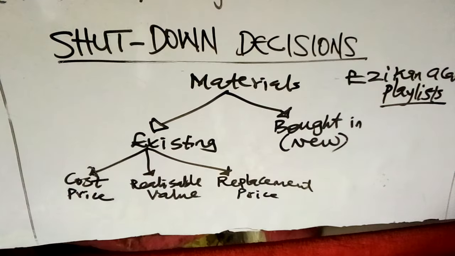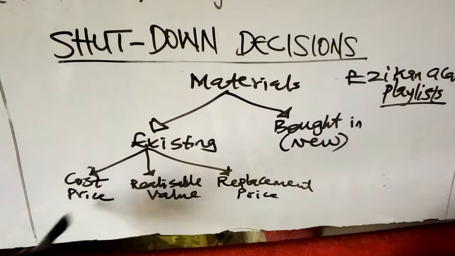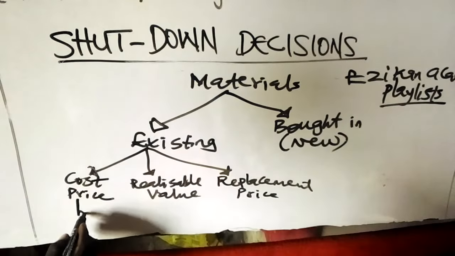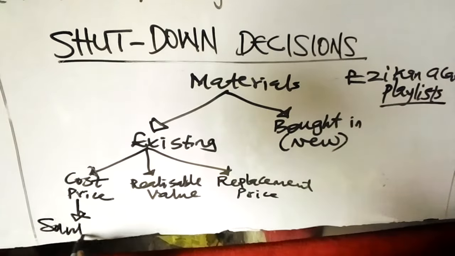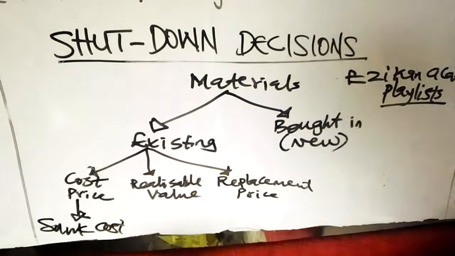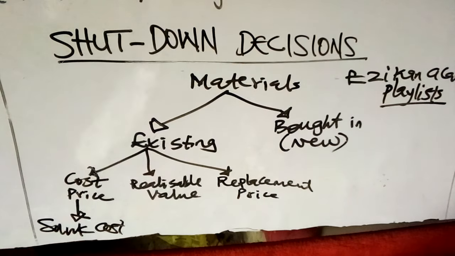So I am on cost price. Cost price means purchase price. The purchase price has been paid in the past because the material is in existence. The purchase price of an existing material is a sunk cost. Remember, I've told you that sunk costs are not relevant. So that is not relevant because it is a past cost.